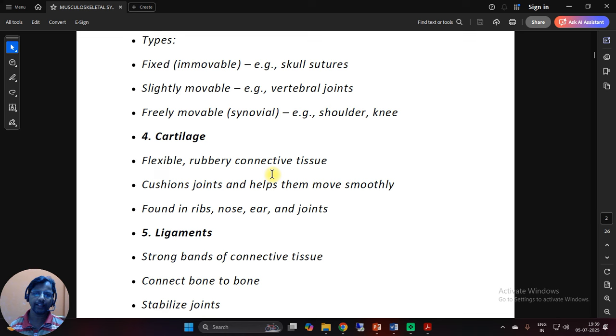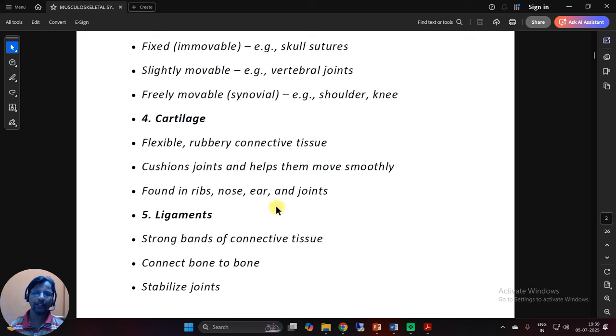Next one is cartilage. The musculoskeletal system consists of cartilage, which is flexible, rubbery connective tissue. Cartilage cushions joints and helps them move smoothly. Where do you see cartilage? You will see it in the ribs, nose, ear and joints.